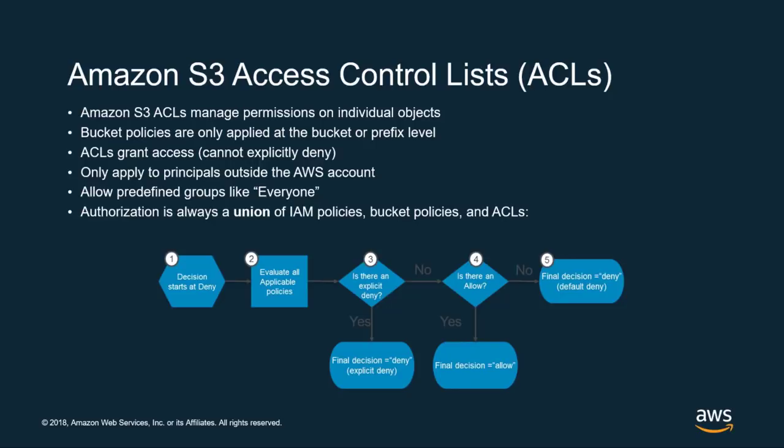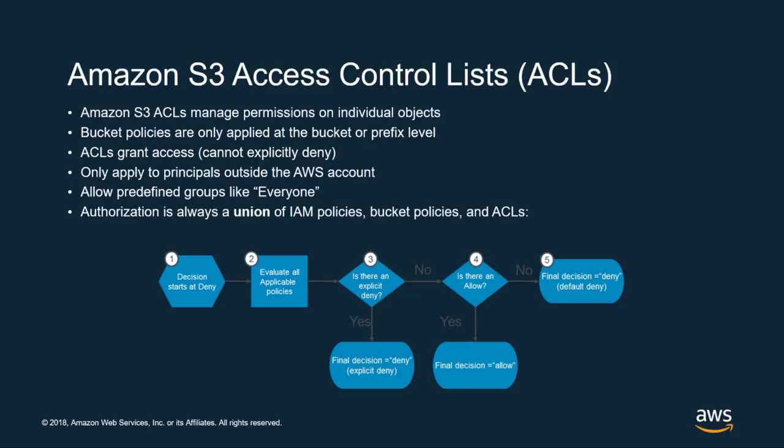And while this is a very powerful tool, we should really only use this when absolutely necessary. Because essentially this allows you to manage permissions down to individual object level, but you can't explicitly deny, and they grant access, and so it's easy to make mistakes. So really, my recommendation is, in general, use IAM policies and bucket policies as much as possible, and only use ACLs when absolutely necessary.